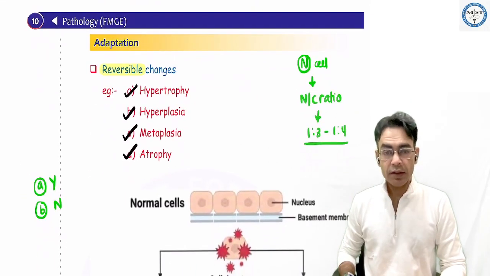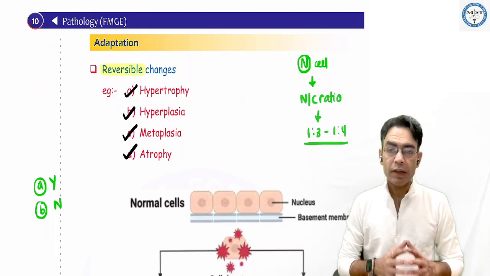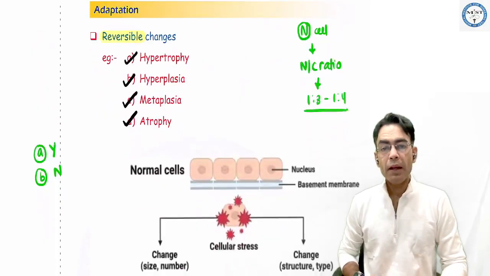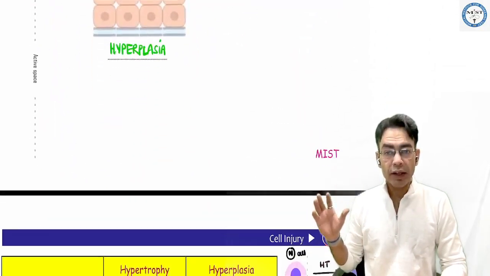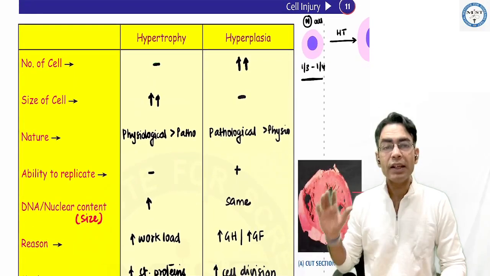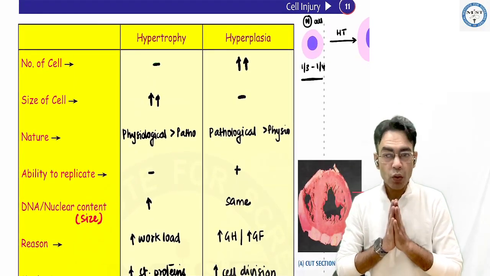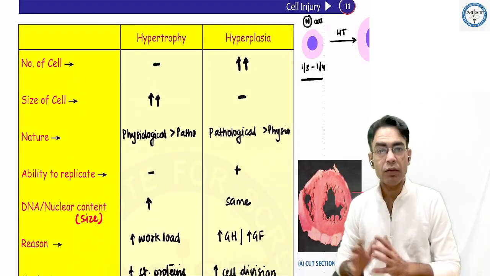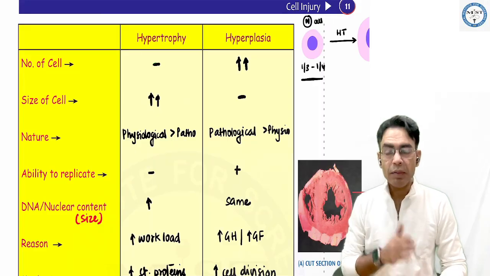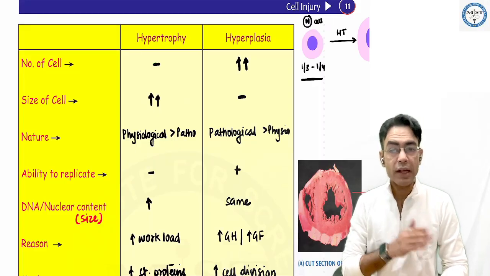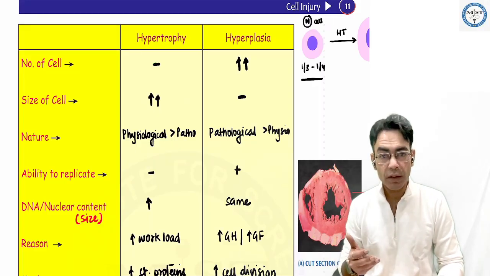Talking about the adaptations, there are 4 types: hypertrophy, hyperplasia, metaplasia, and atrophy. For hypertrophy, it is always increase in the size of the cell. There is no difference in the number of cells. Increase in number of the cells is called hyperplasia. Hypertrophy is more physiological, whereas hyperplasias are more pathological.